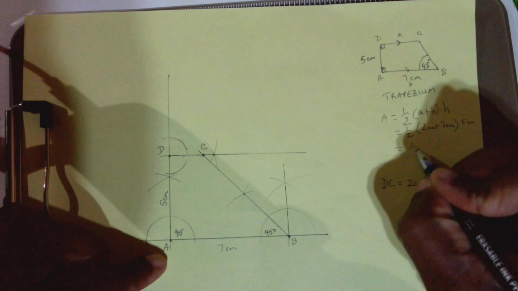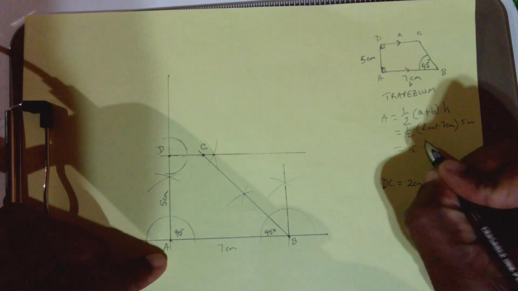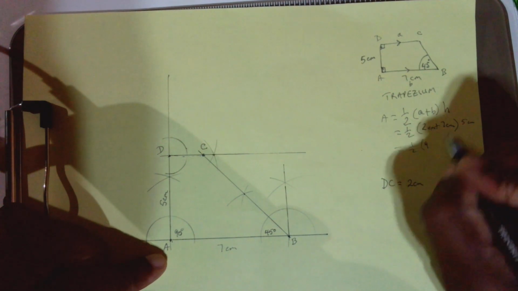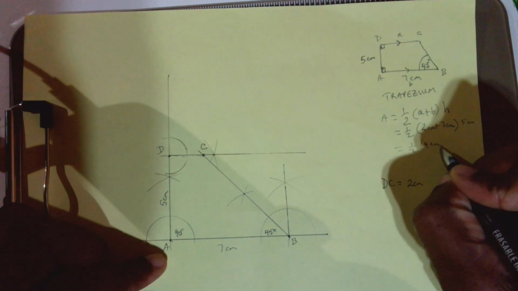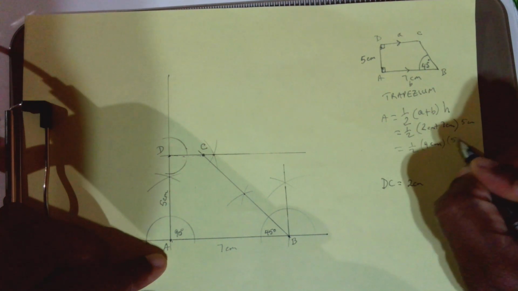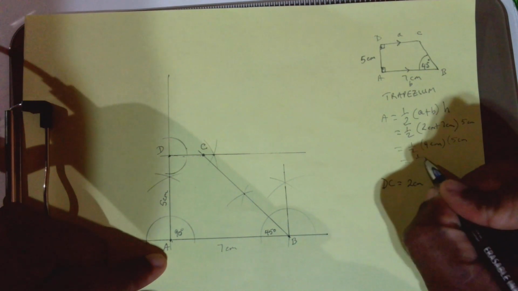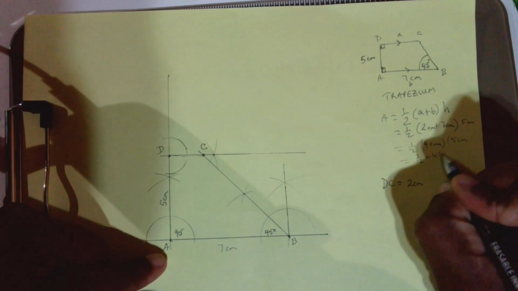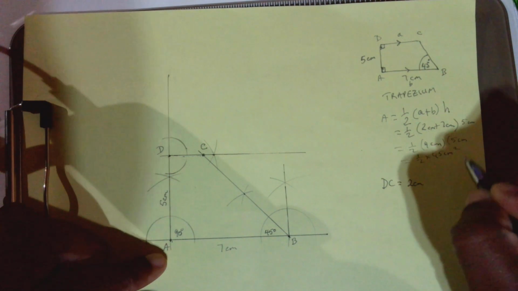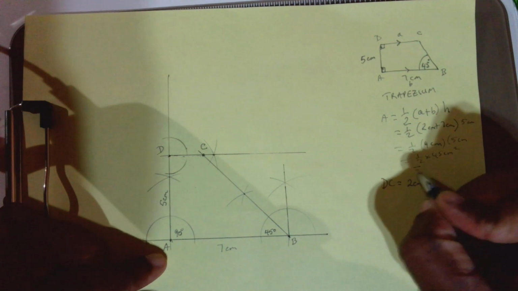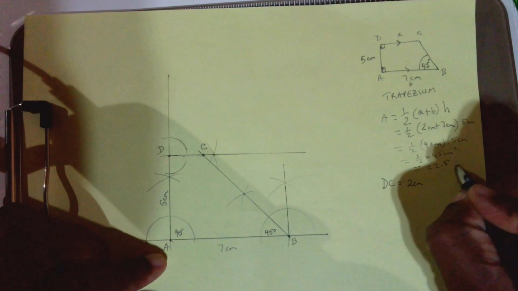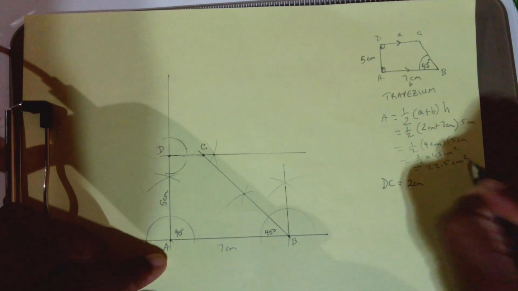And so we're going to get half. 2 plus 7 is 9. And centimeters plus centimeters gives us more centimeters. Multiply by 5 centimeters. 5 times 9 is 45, so it's half of 45 centimeters squared. And that gives us 22.5 centimeters squared.